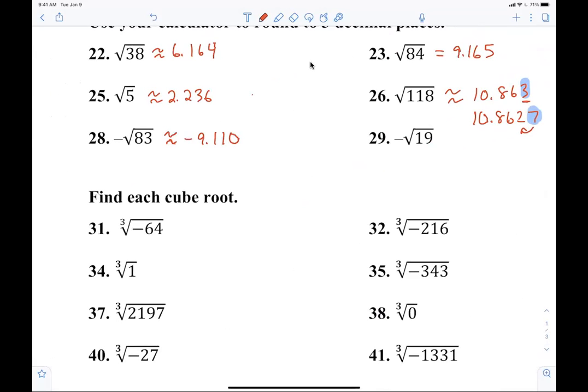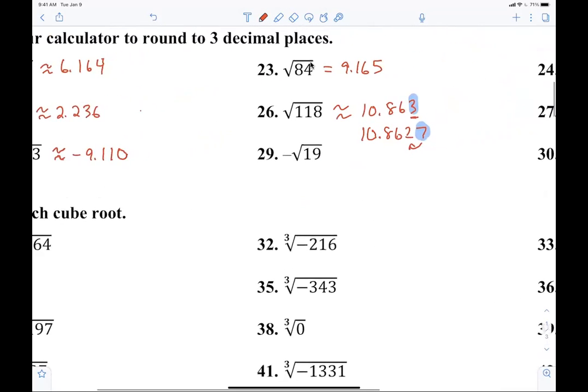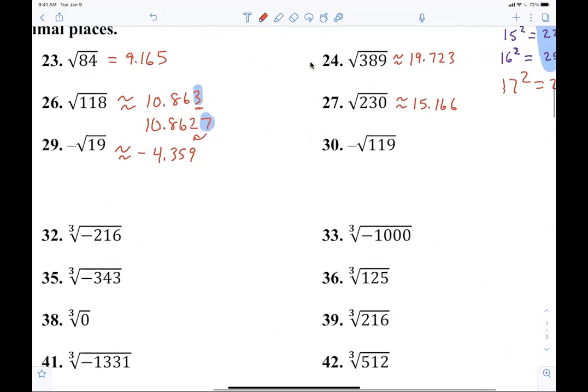And back over here, Aiden, 29. -4.359. I'm happy with you. -10.909. Okay, anybody have any issues? All right, so here we go.